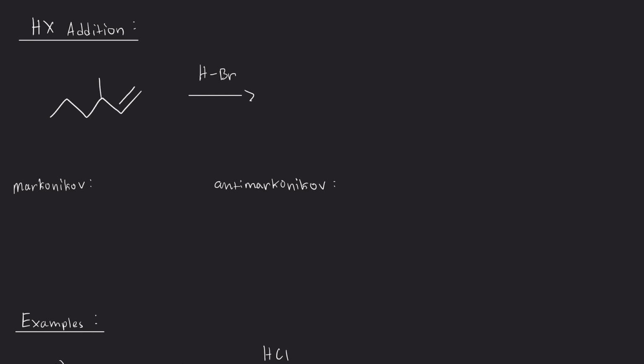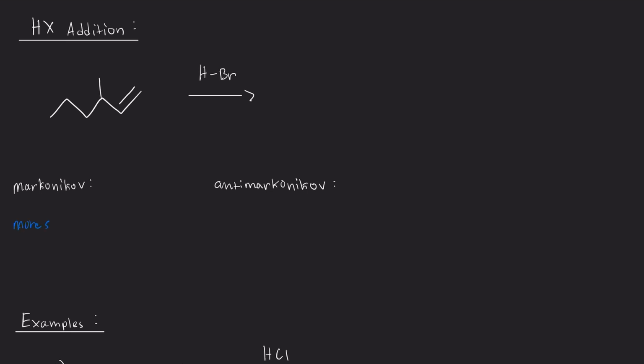Hey guys, today I'm going to be talking about the HX addition in Organic Chemistry 1. So basically, to start off, I'm going to explain the Markovnikov position and the anti-Markovnikov position. The Markovnikov position is the more substituted carbon position, and this is usually where your halogen goes.